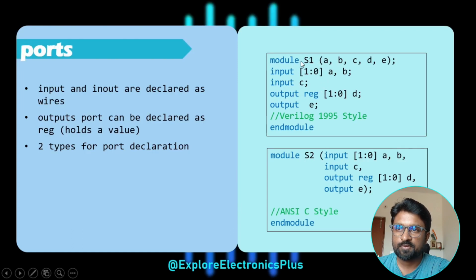First, in the module definition, we list out the ports over here with a semicolon. Then after that we declare each and every input and output like this. Otherwise, you can combine the port declaration as well as the port definition like this. In module S2, within the braces, you declare all the input and output ports with their port direction. This is called the ANSI C style. Both styles you can use in your design.